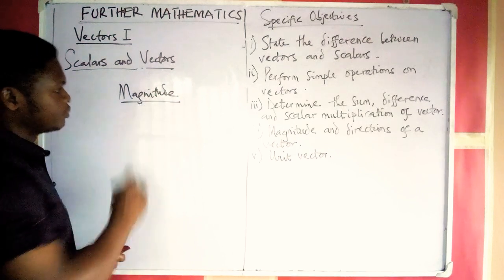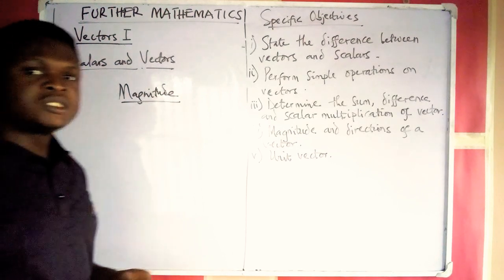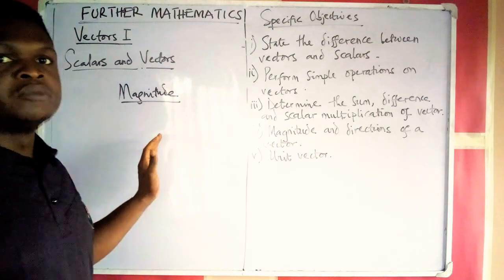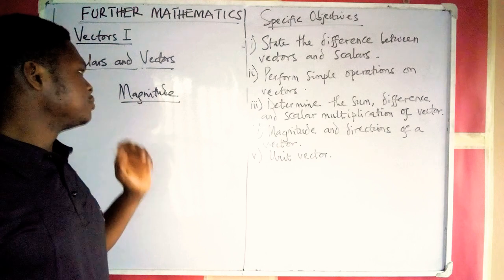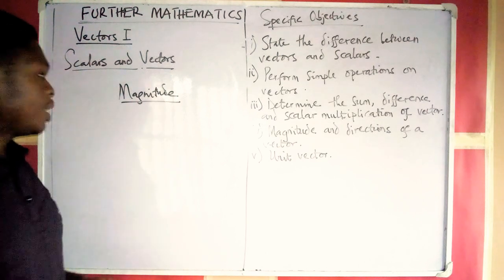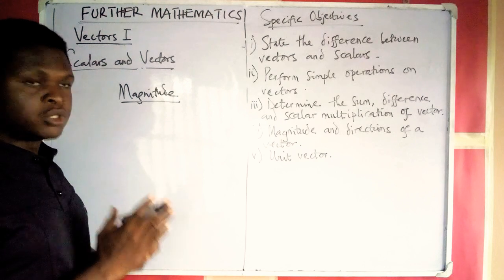Magnitude of the vector. Now, what do we mean by magnitude? Magnitude, which can also be called the modulus of the vector, is just like the statement modulus. It's just the normal modulus we know.